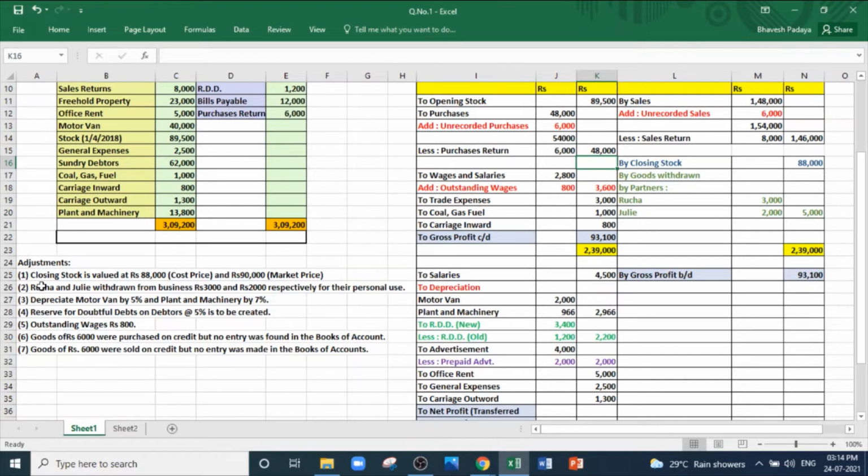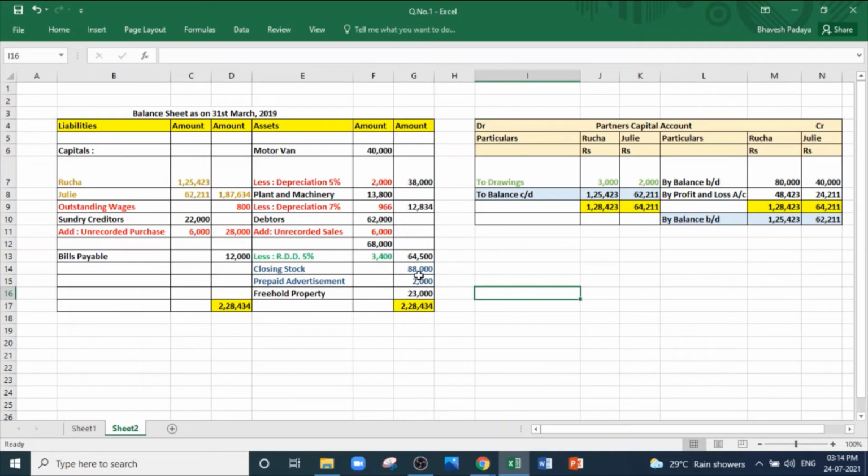Then we come to the adjustments. Closing stock, we will value at the lowest price, which is 88,000. Two effects are trading account credit side by closing stock 88,000 and balance sheet asset side, closing stock 88,000.